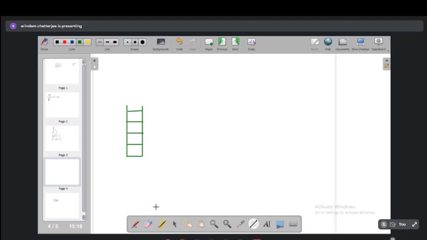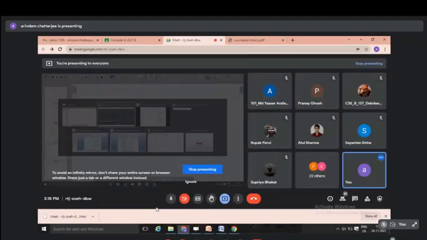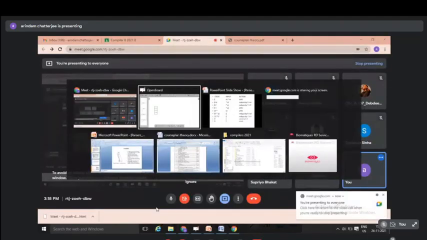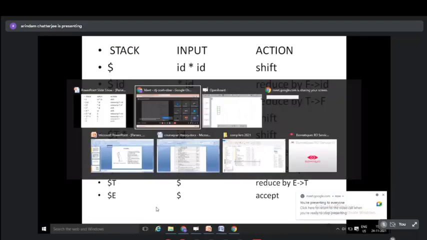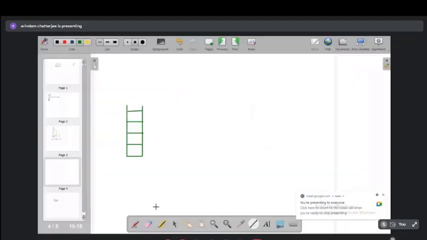So this is our stack. And what we have is ID star ID. So our input is ID star ID.